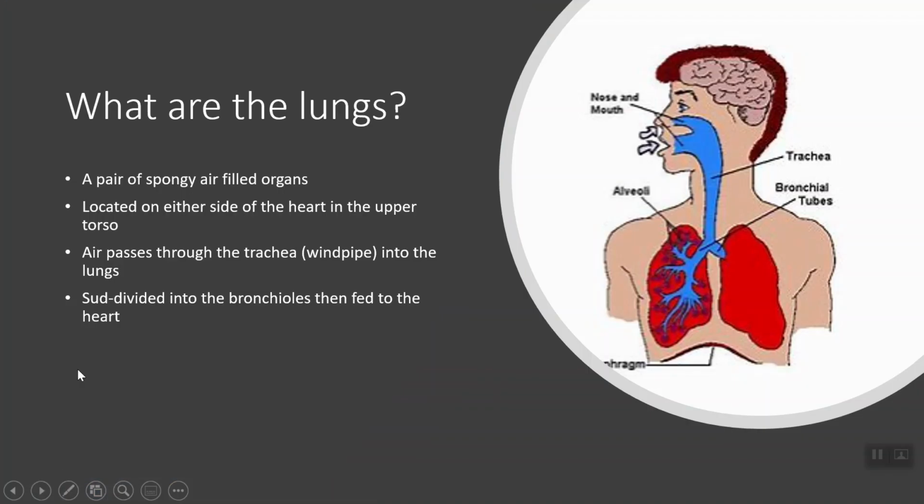What are the lungs? The human lungs are a spongy pair of air-filled organs inside of the human body. They can be located on either side of the heart in the upper part of the torso. The trachea, also known as the windpipe, carries the air inhaled by the human down into the lungs via the bronchi, which then subdivide into the bronchioles, which are tiny at a microscopic level. This is then fed to the heart so that it is able to pump the oxygenated blood throughout the body.